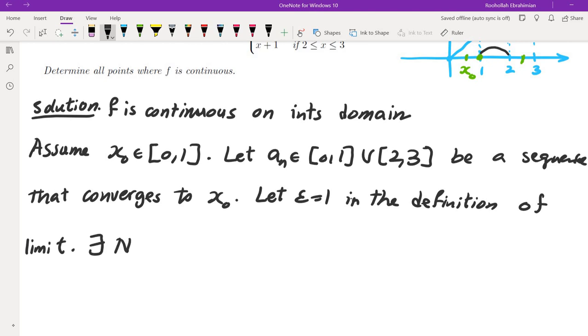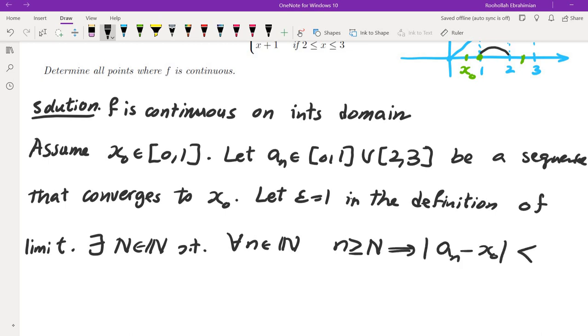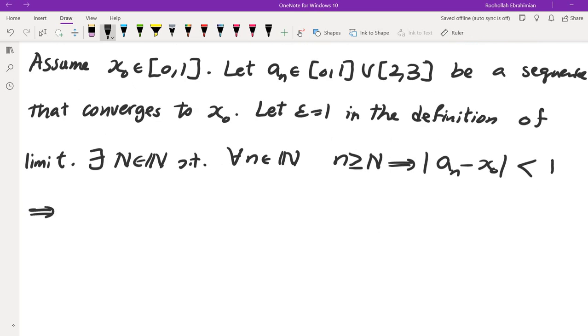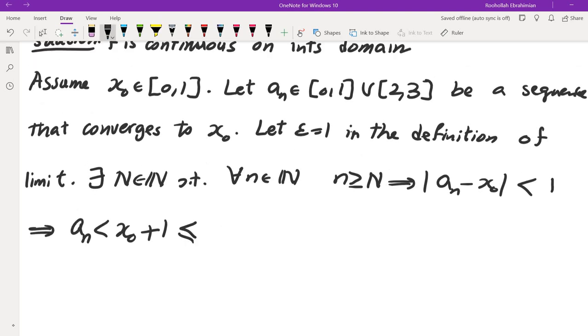So there is some natural number n such that for every natural number greater than or equal to n, the distance between an and x0 is less than 1. So this means an is less than x0 plus 1, and I don't really care about the other side. But x0 is at most 1, so this would be less than or equal to 2. So this means an is less than 2.